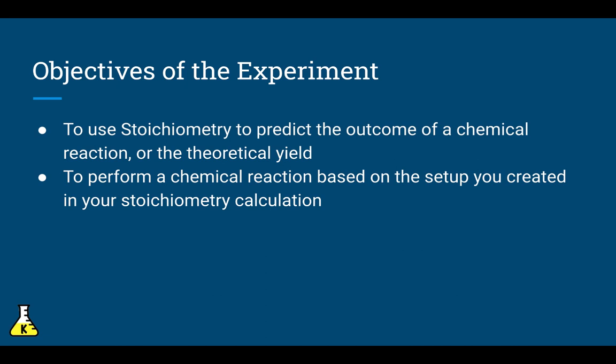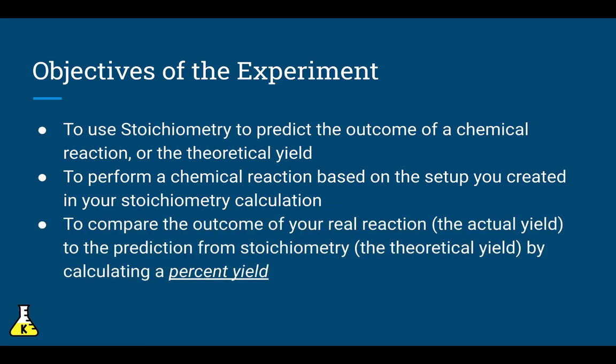Once we've finished the stoichiometry, our next job is to perform that actual chemical reaction based on the setup we use in the stoichiometry calculation. And the reason we do the two of these together is because the ultimate goal is to compare the outcome of your real reaction, the actual yield, to the prediction from the stoichiometry, the theoretical yield, by calculating what we now know as a percent yield. Now, there's a lot of different types of yields, and again, seeing this thing happen in person, I think, is going to create a much more tangible experience for what stoichiometry is and how all the math surrounding it really gets an important job in chemistry done.